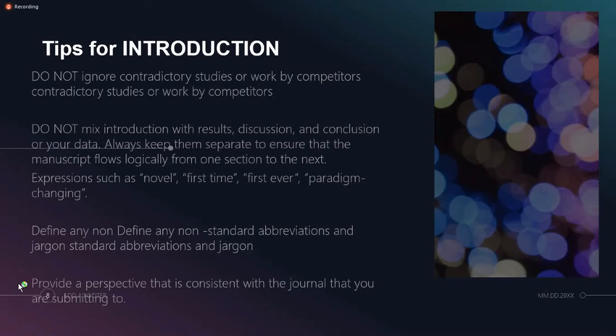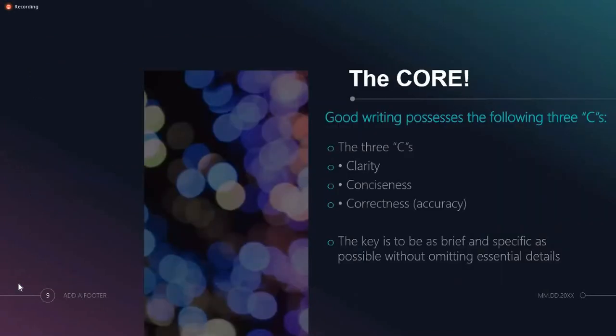Yes, you should not use any abbreviation or acronyms without explaining them first. That's poor writing if you do so. If you don't explain them first, just beware. So what are the three C's, the core of good writing? There are three C's. Your writing must be clear, concise, and correct.